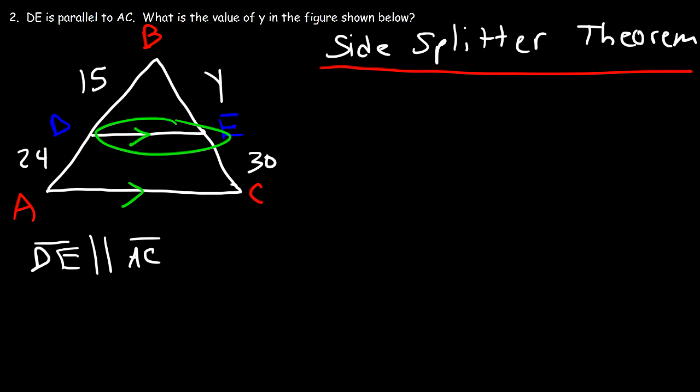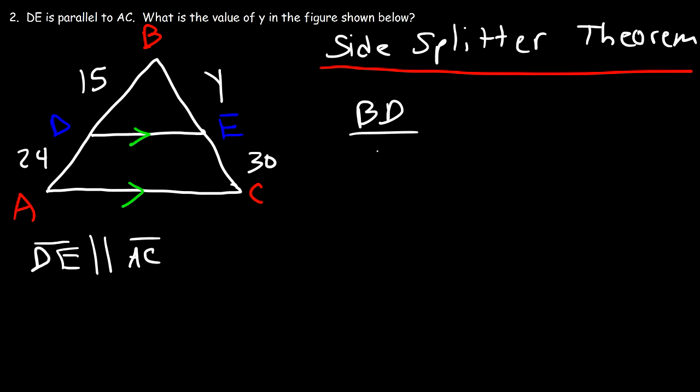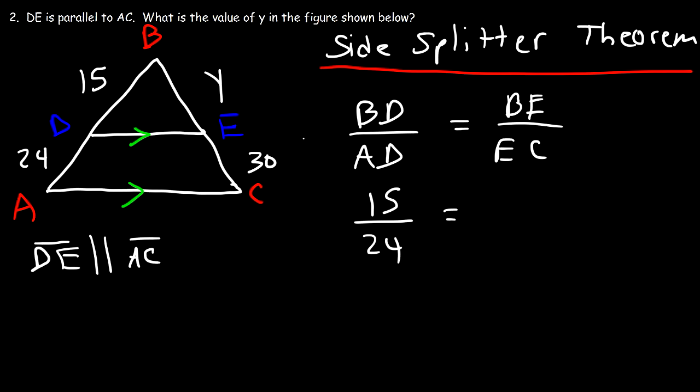So therefore, these two sides have to be proportional to those two. So we have this expression. BD divided by AD is equal to BE over EC. Now BD is 15, AD is 24, BE is y, and EC is 30. So now we can calculate the value of y.